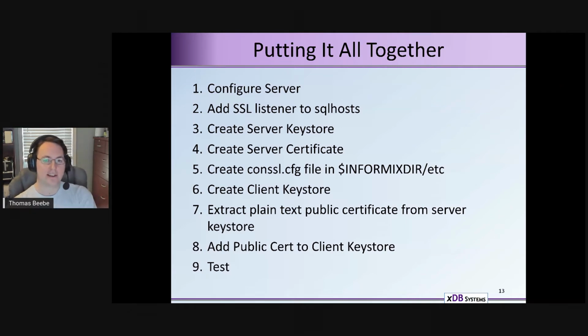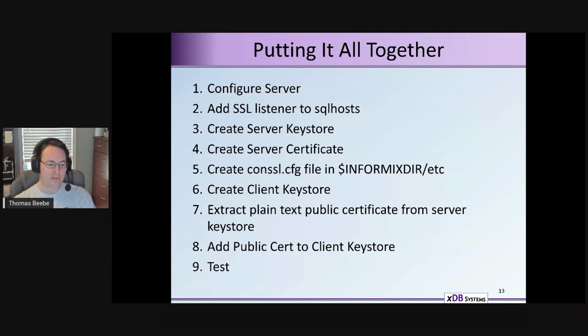So you add your SSL listener to sqlhosts. We create our server key store. We create the server certificate. We're then going to create a file in your INFORMIXDIR/etc called conssl.cfg. This is both for Windows and Unix. They work the same way. And that will actually tell us where the client files are. We're then going to create our client key store. We're going to pull our certificate from the server and then import it into the client key store.